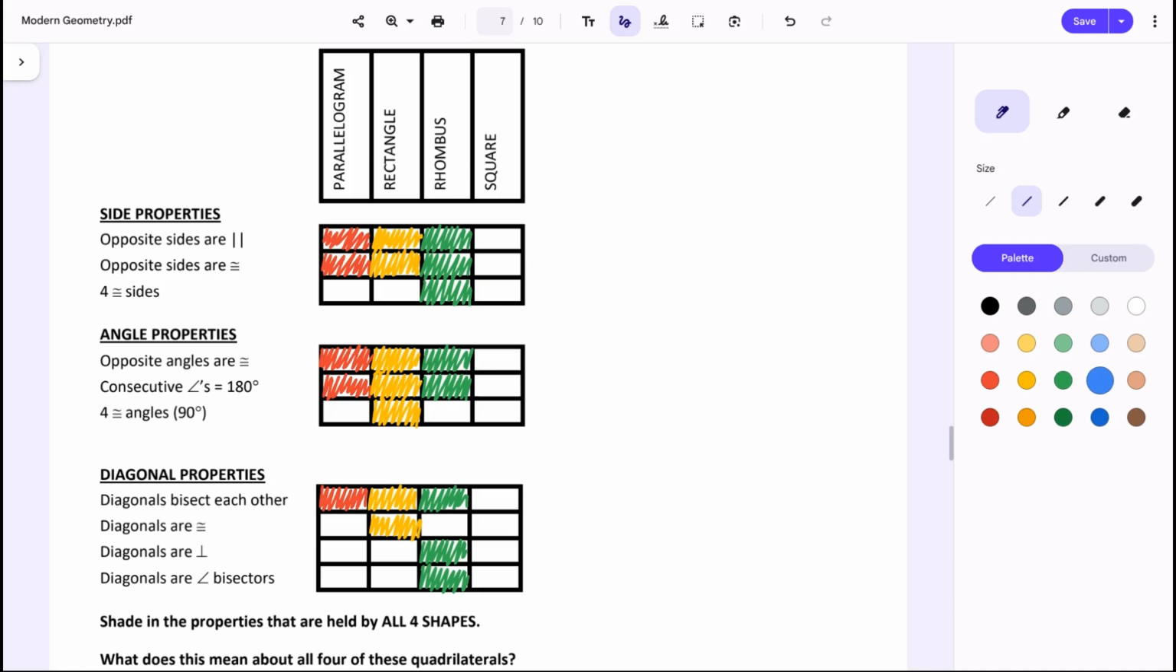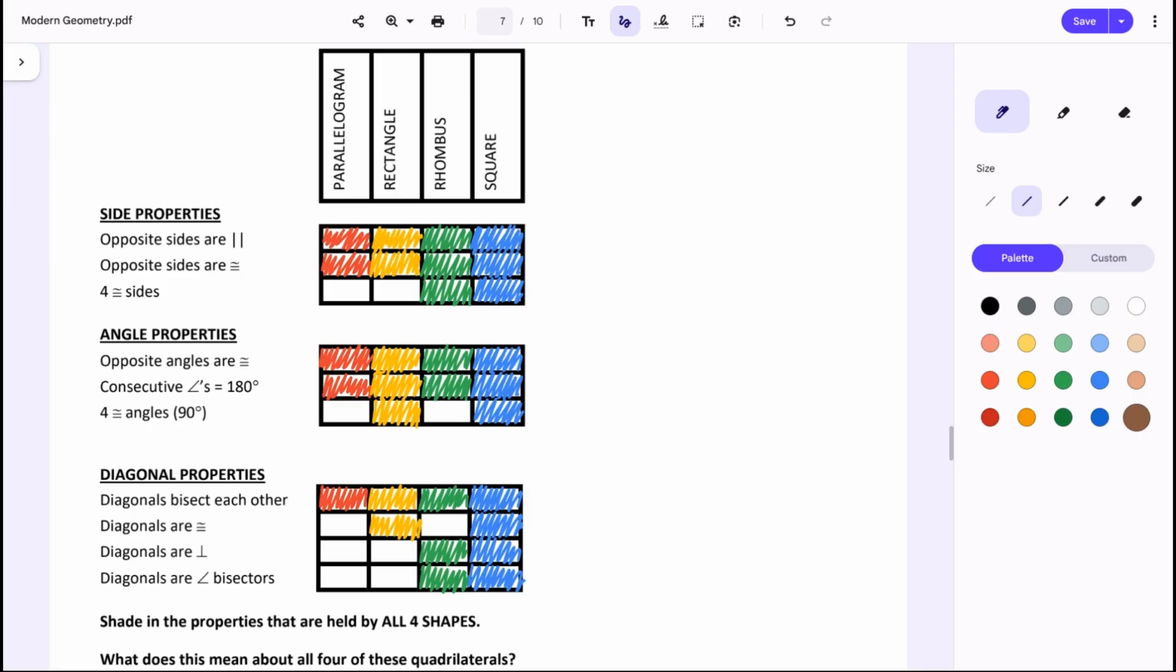And then today for our square, we shaded in yes for everything. So all these boxes need to get filled in for squares. So maybe looking at it this way now helps you see a lot of the properties that all these shapes have in common.